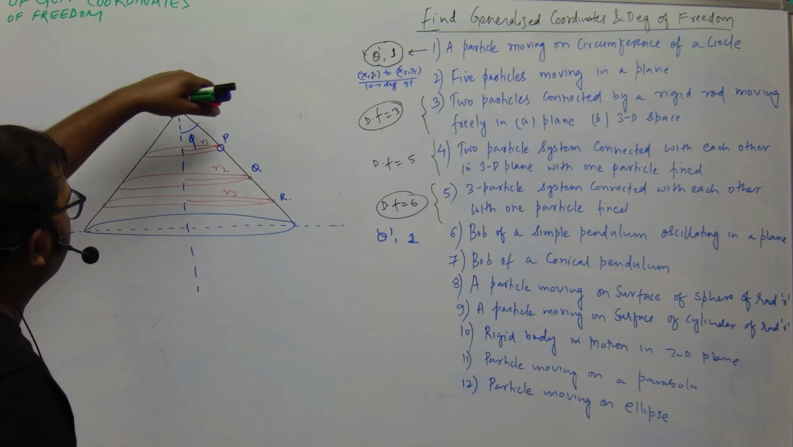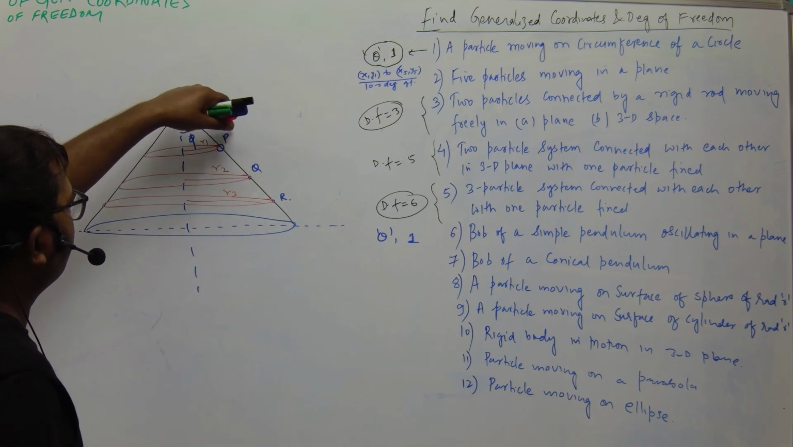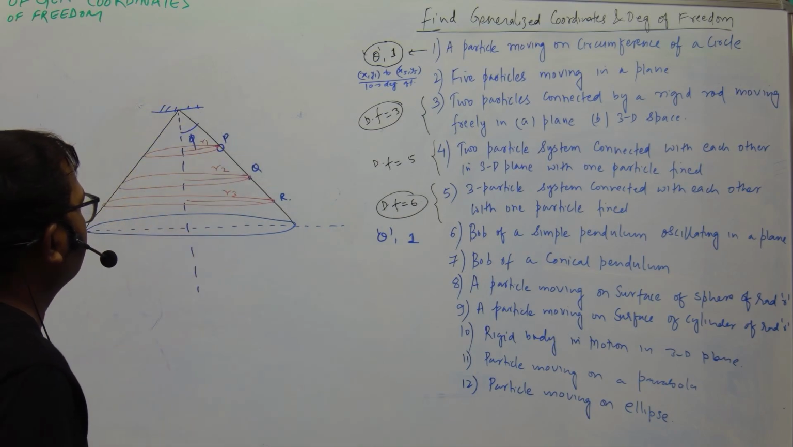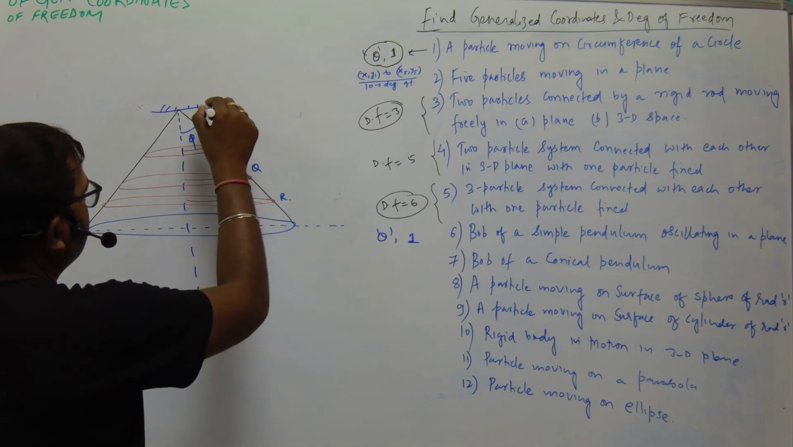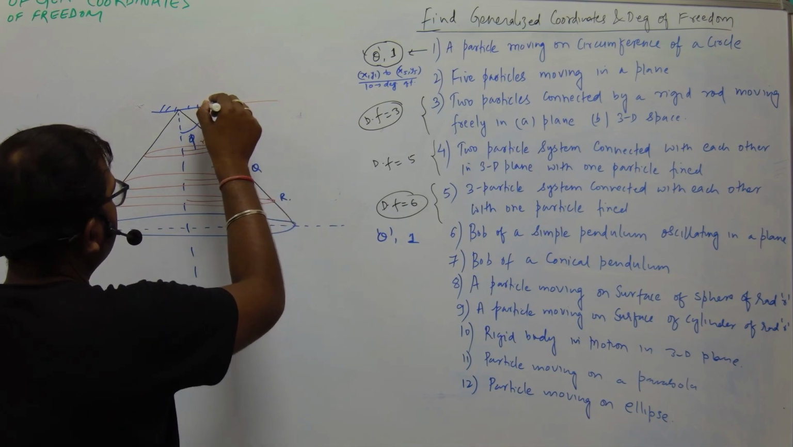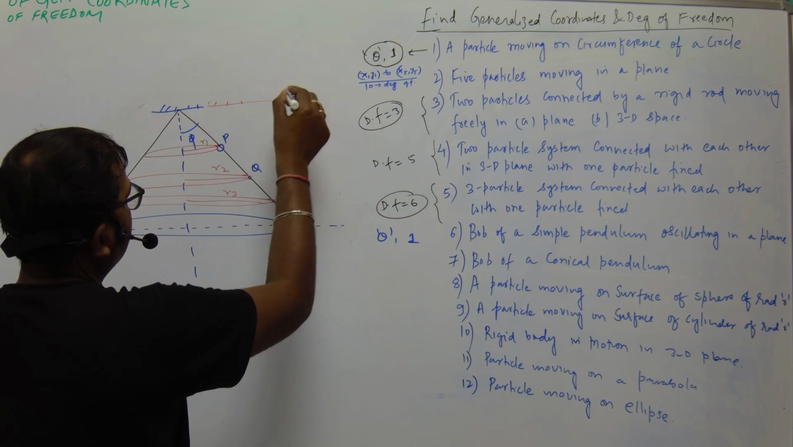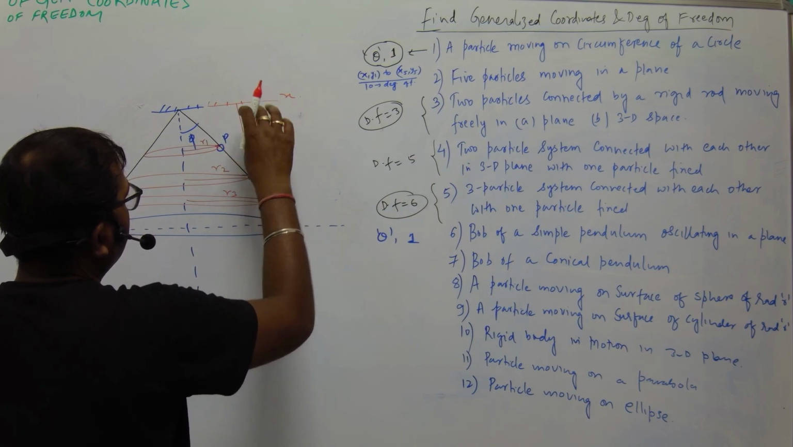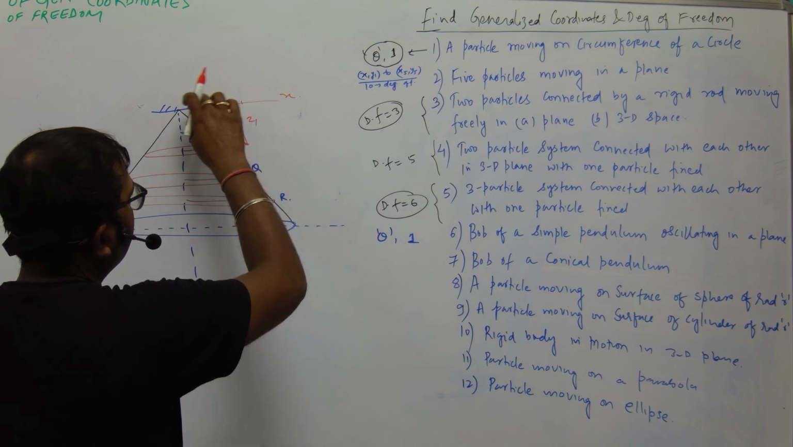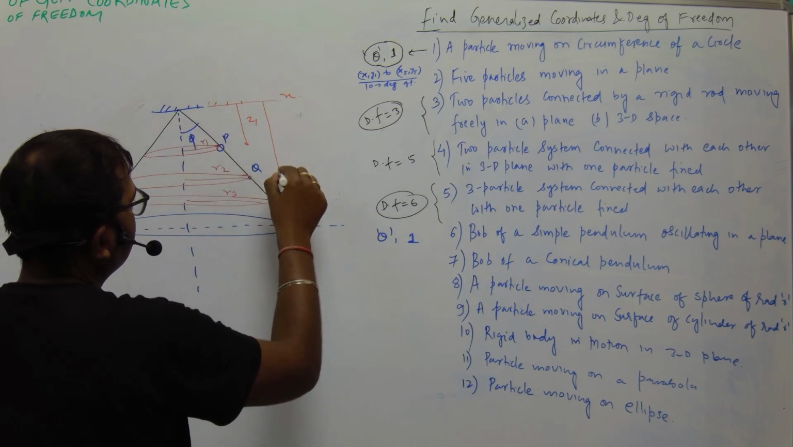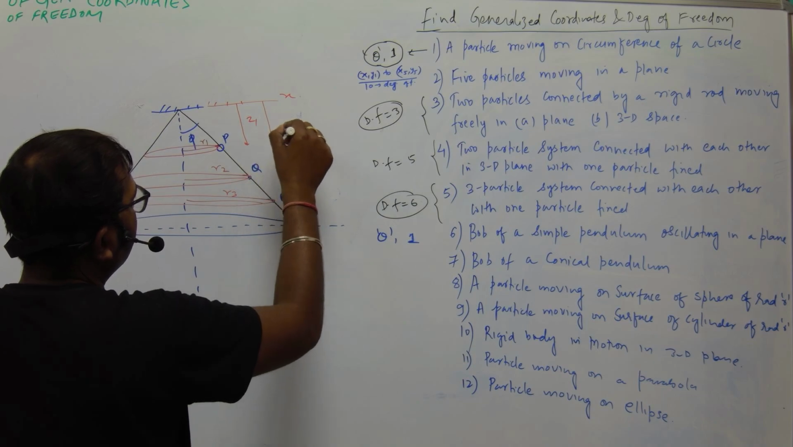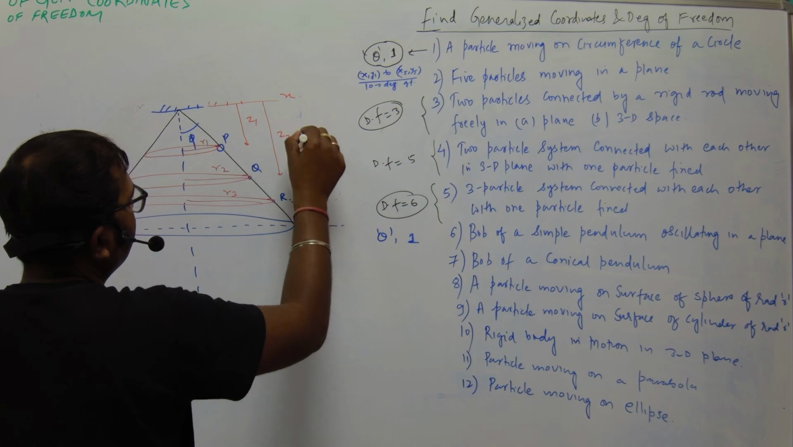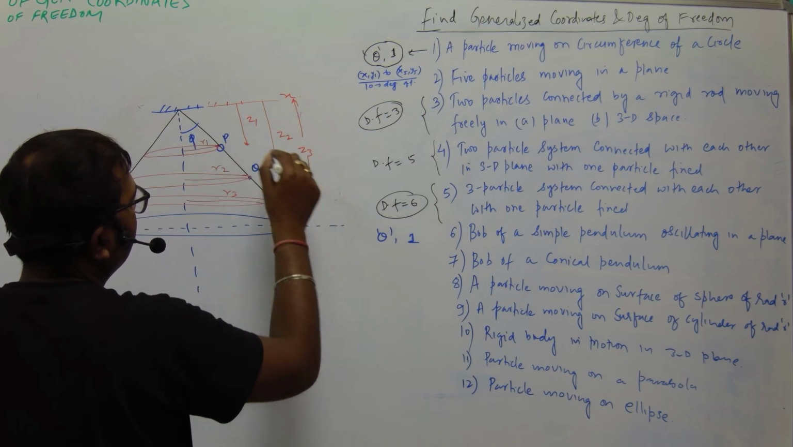So when the position of particle is getting changed from P to Q to R, the radius is getting changed from R1, R2 and R3. Also, its distance from the x-axis is getting changed. Let us take this as x-axis. This is Z1, the distance of point P from x-axis. The distance of point Q from x-axis is Z2. This is Z3, the distance of point R from x-axis.